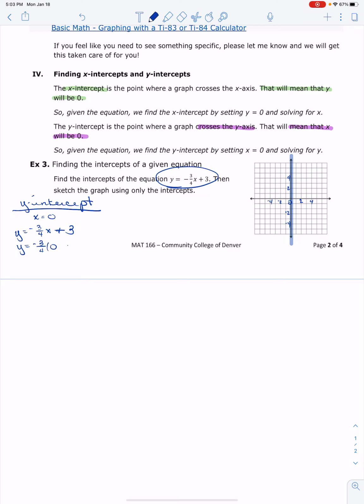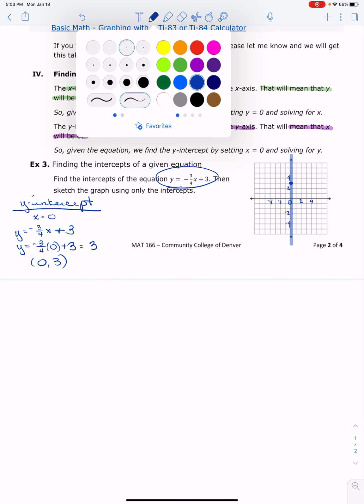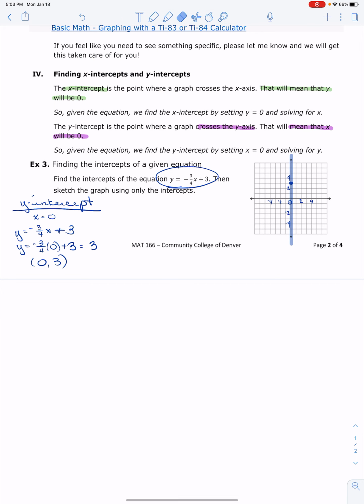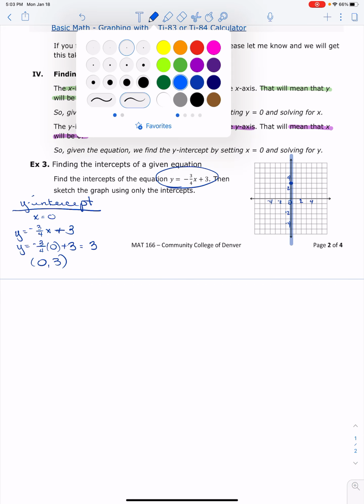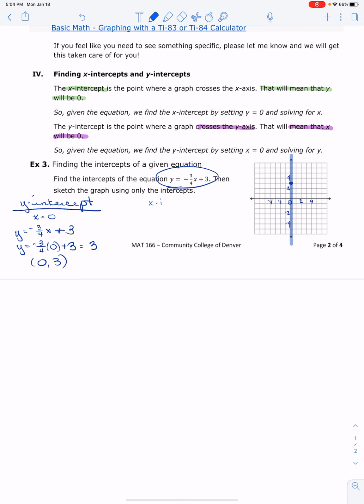-3/4 times 0 plus 3, which is 0 plus 3, which is 3. So when x equals 0, y equals 3. And I'm going to go ahead and plot that over here. I've got this point, 0, 3, straight up. If I want my x-intercept, it's where it crosses the x-axis. I know that my y must be 0.